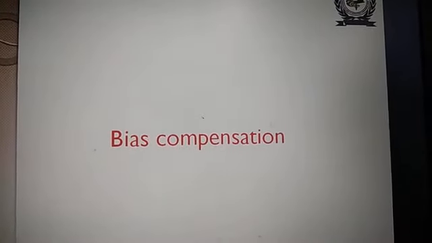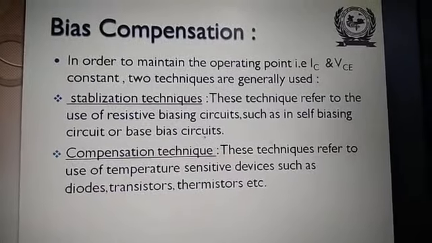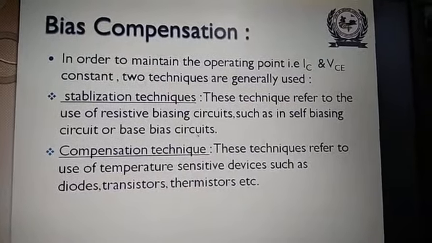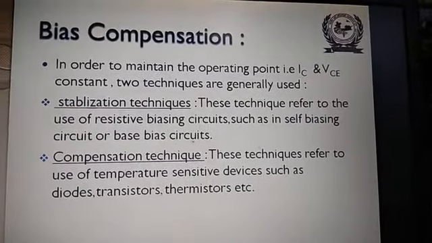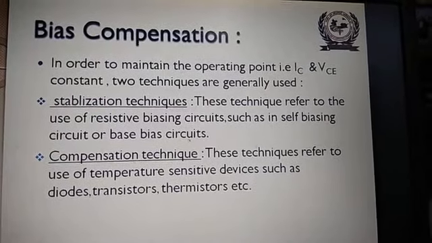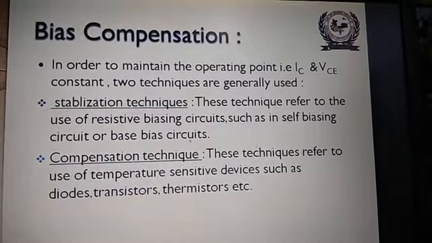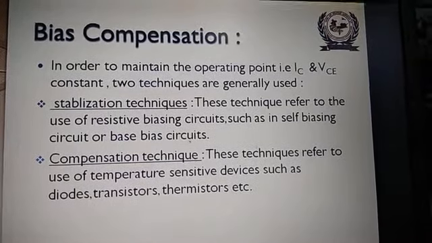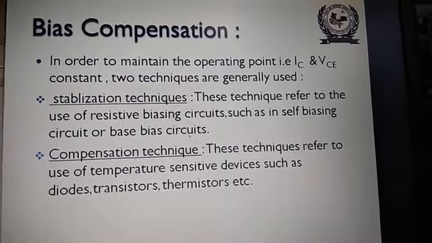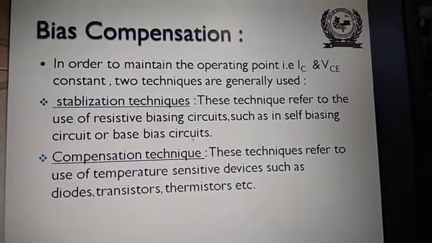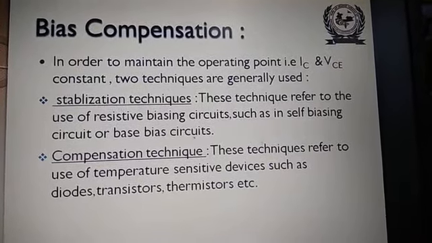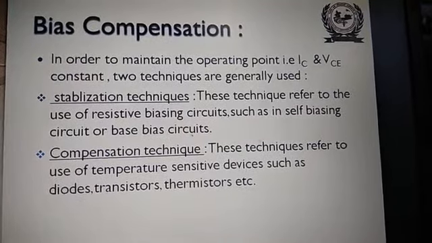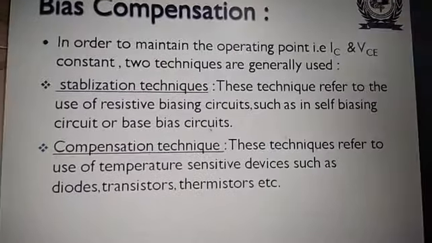Bias compensation. After this biasing, compensation is a must. For what do we need the compensation? In order to maintain the operating point Q, that is IC and VCE, constant, two techniques are generally used. Number one is the stabilization technique and number two is the compensation technique.